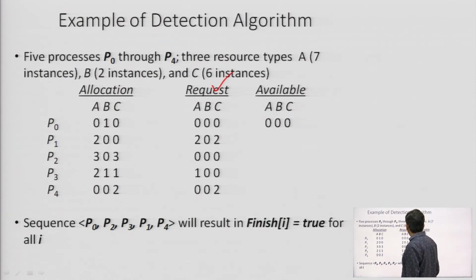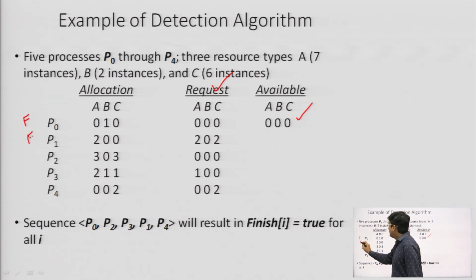This is the request and this is the available number of resources A, B, C: 0, 0, 0, no resource is available. Can we actually lead to the completion? You can see that all these processes P0, P1, P2, P3, P4 have been allocated some resources, so their finish flags are false, they are not finished as of now.